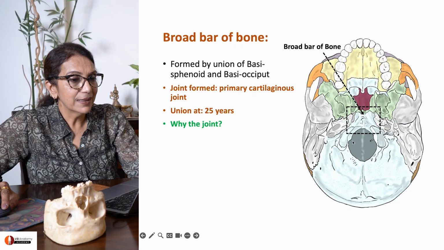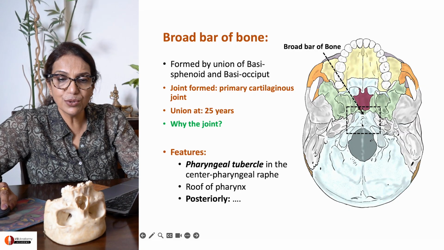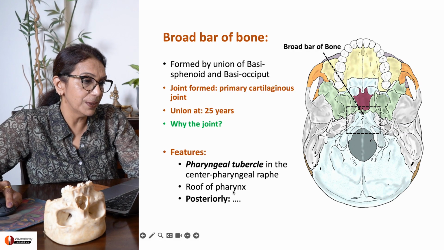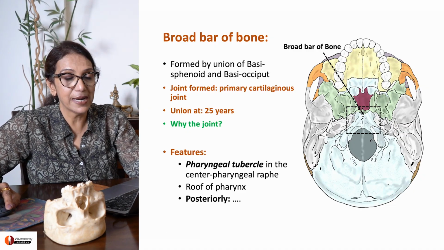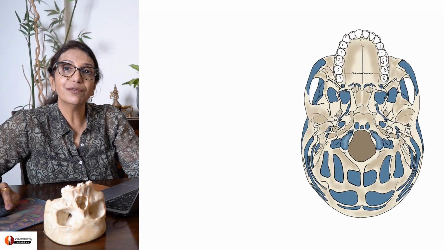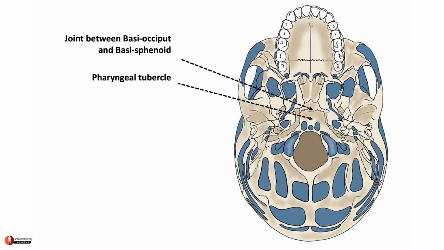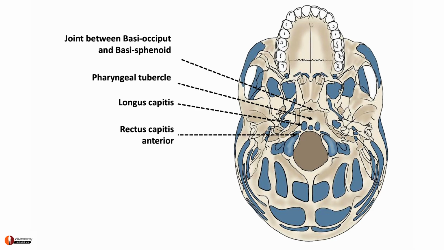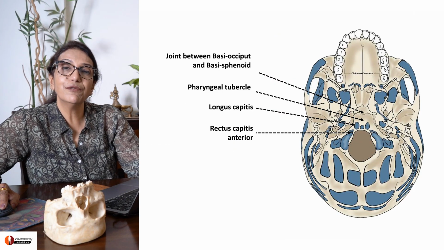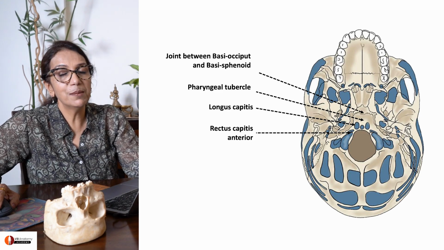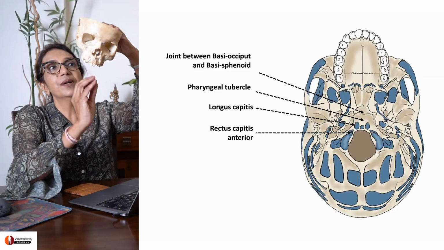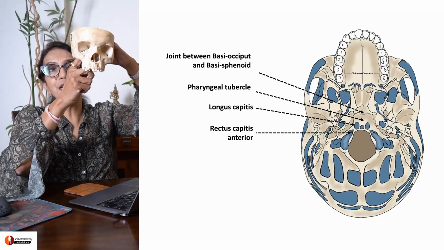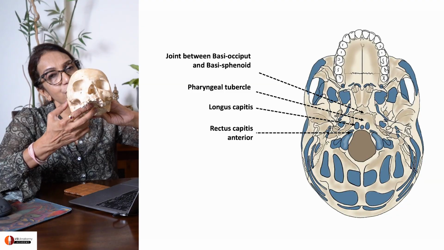You will see that the broad bar of bone also shows a little projection called the pharyngeal tubercle, to which is attached the upper end of the pharyngeal raphe of the pharynx. It forms the roof of the pharynx, and behind it you will find attachment of two muscles, longus capitis and rectus capitis anterior. Only remember these muscles if you really have a fantastic memory, otherwise feel free to forget it. Just remember your pharyngeal tube, okay? The roof of your pharyngeal tube is formed by this broad bar of bone.